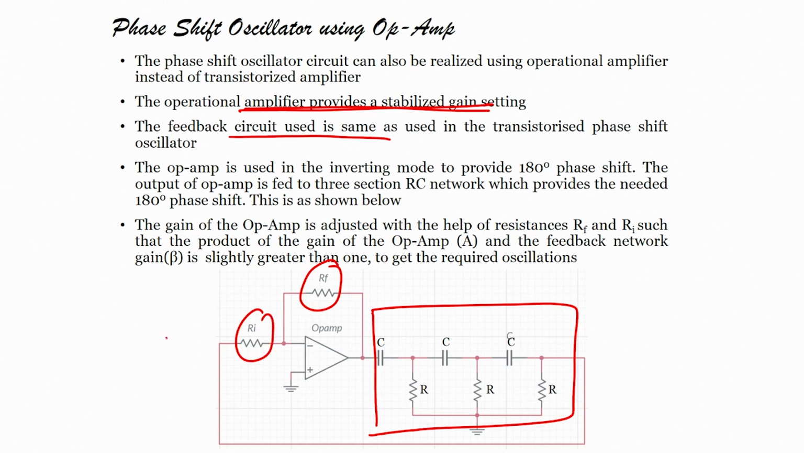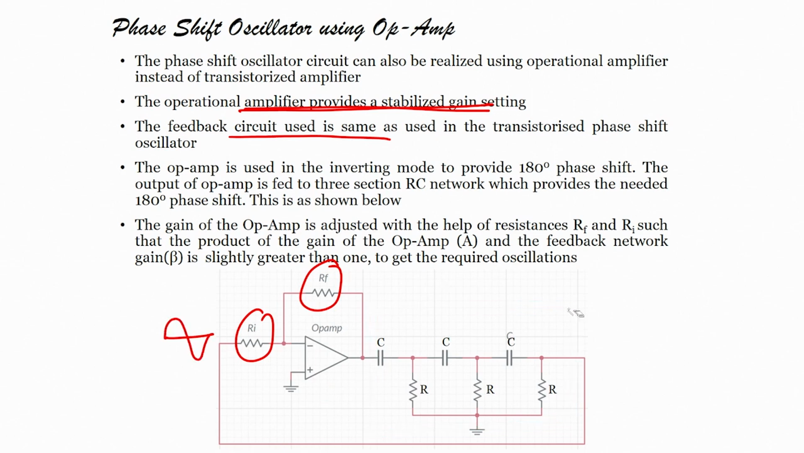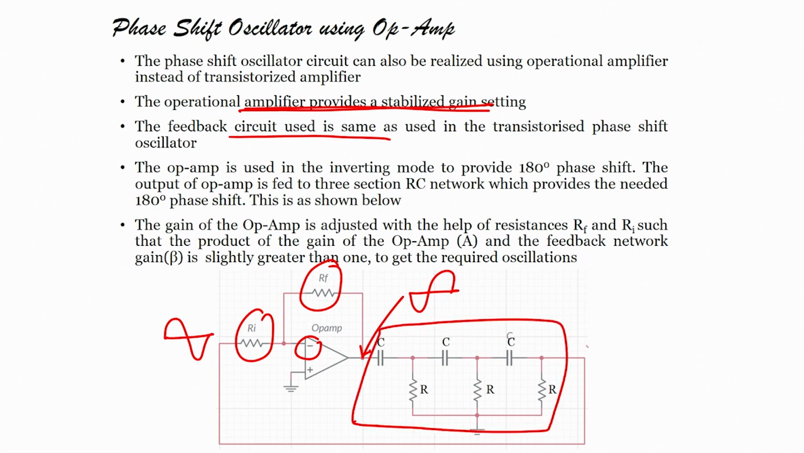Another point is that whatever phase I introduce, my output at the op amp, that is here, will have a 180-degree phase shift, because it is an inverting amplifier. So, this 180-degree phase shift is provided to my RC network. So, here at this point I will have a phase shift of 0 or 360 degrees, right. This is what is written.